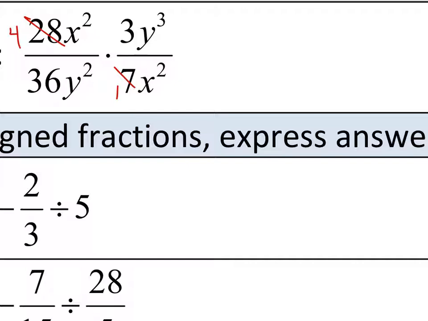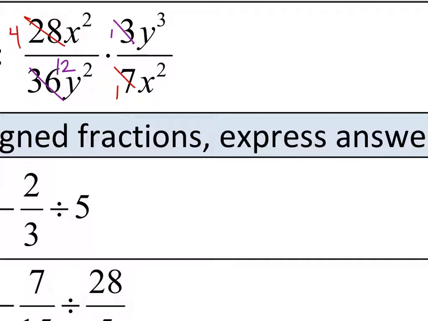So it's kind of like we're simplifying fractions as though we're 28 over 7. And the only reason we can do this is because it's multiplication. If it were addition or subtraction, even division, we couldn't do that straight across. We had to change it to multiplication. Well, then we got this 36 and 3. 3 divided by 3 is 1. 36 divided by 3 is 12.